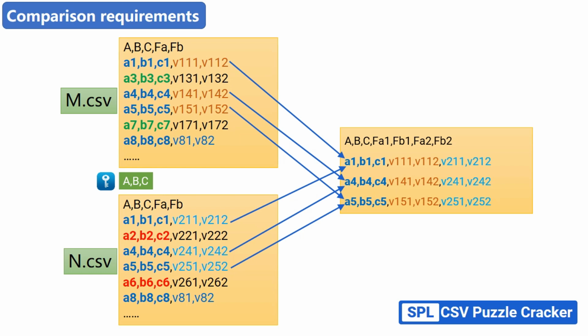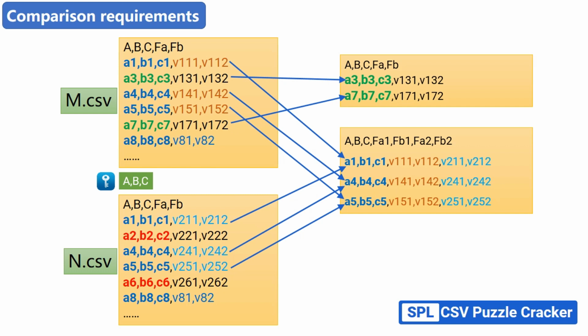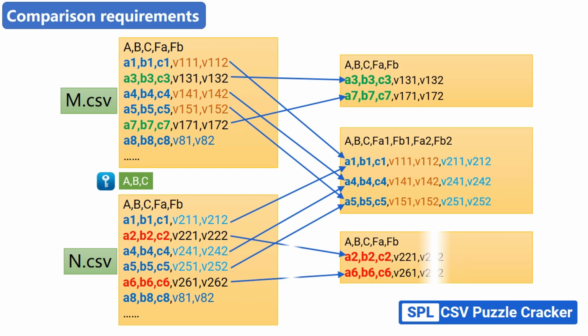Find records with the same primary key value, but different values in other fields. This calculates the intersection of M and N, while also removing completely identical records. Find the unique records of the primary key value in M, which is the difference set between M and N. Find the unique records of the primary key value in N, which is the difference set between N and M.